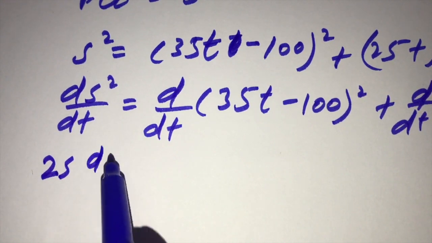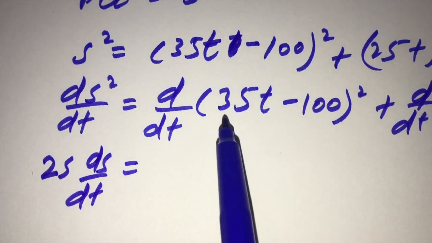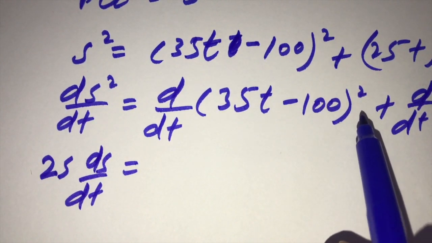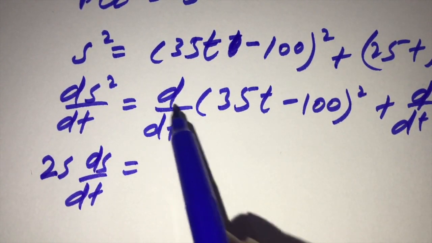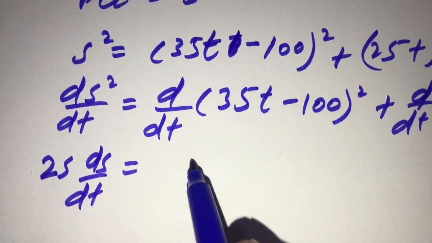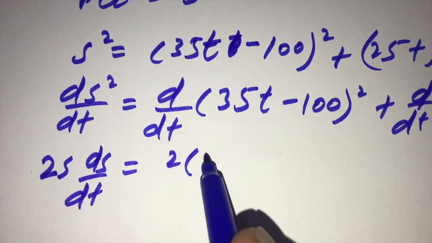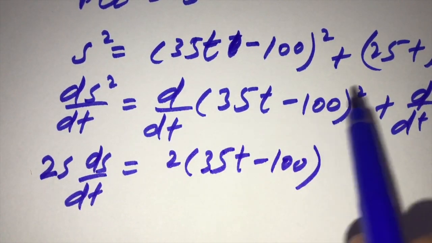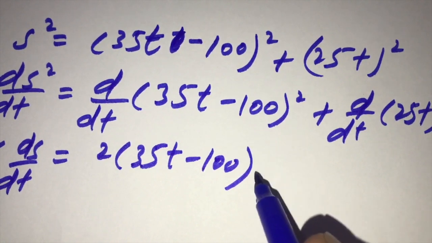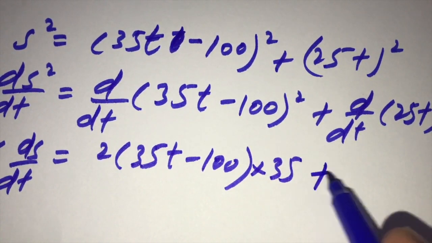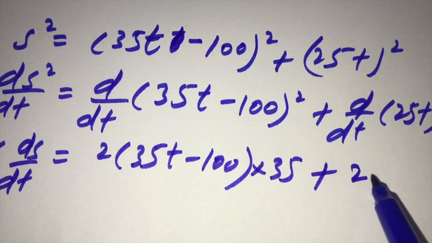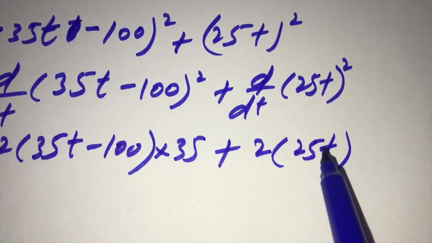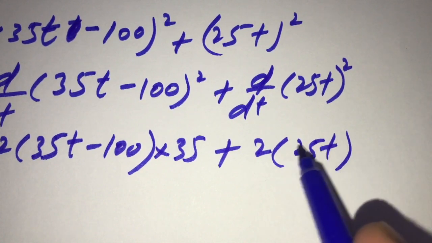Now d(s squared)/dt is equal to 2s ds by dt, and the derivative of (35t minus 100) whole square is 2 into (35t minus 100), and now take the derivative of the inner term, which is equal to 35. Now multiply by 35, plus the derivative of the next term, 2 into 25t, and the derivative of 25t is equal to 25.